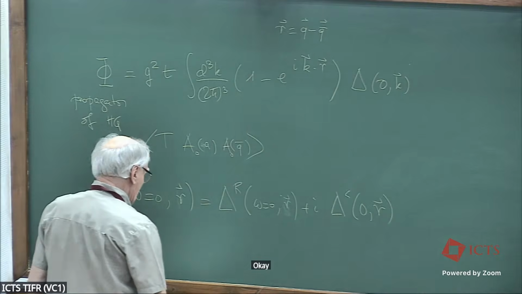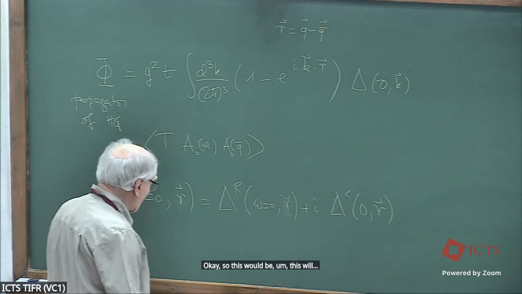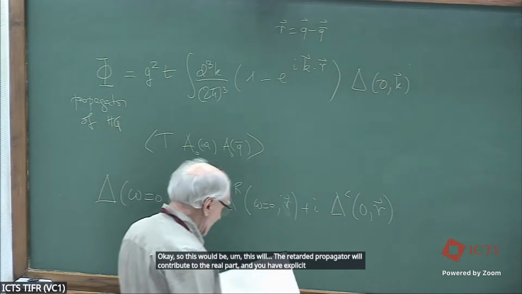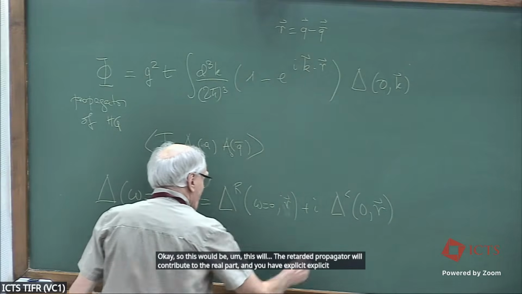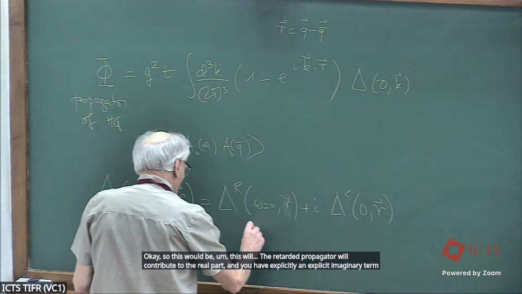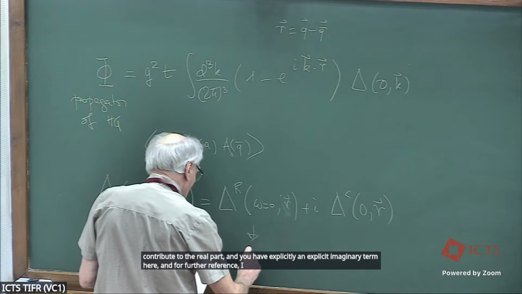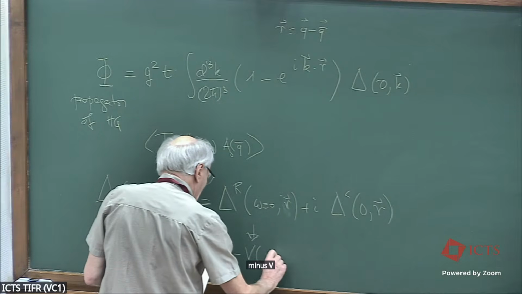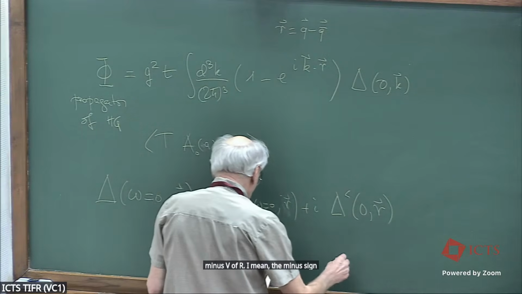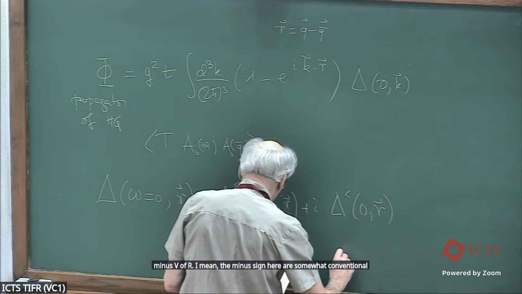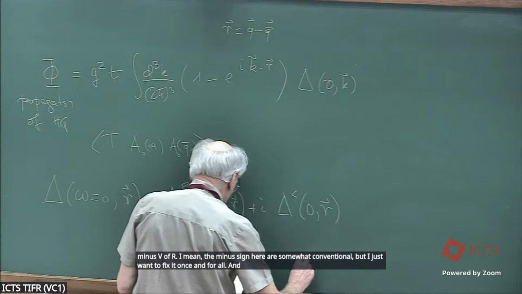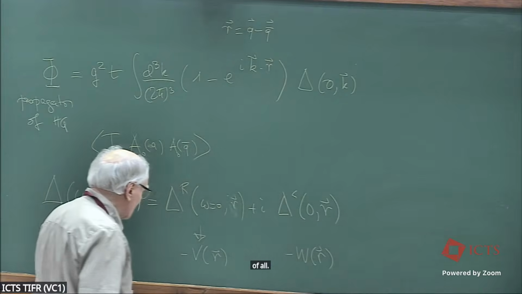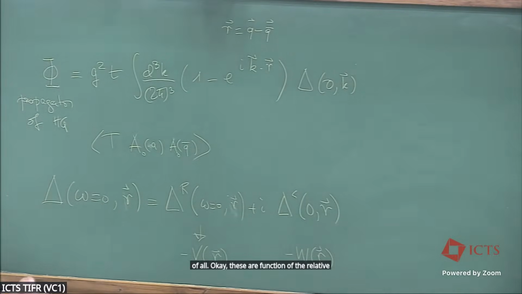Okay, so the retarded propagator will contribute to the real part, and you have explicitly an explicit imaginary term here. And for further reference, I'm going to call this, as a function of r, minus v of r. The minus sign here is somewhat conventional, but I just want to fix it once and for all. And this object here, I call w of r. Okay, these are functions of the relative distance between the quark and the anti-quark.